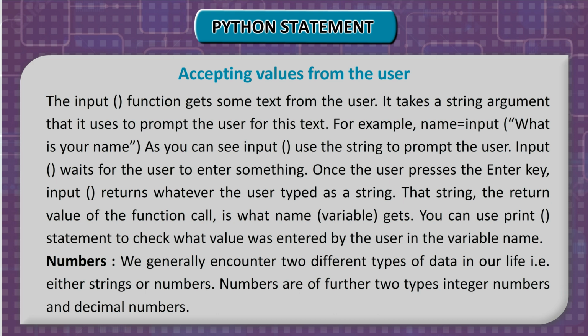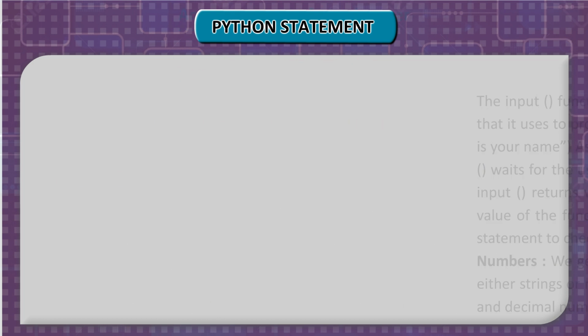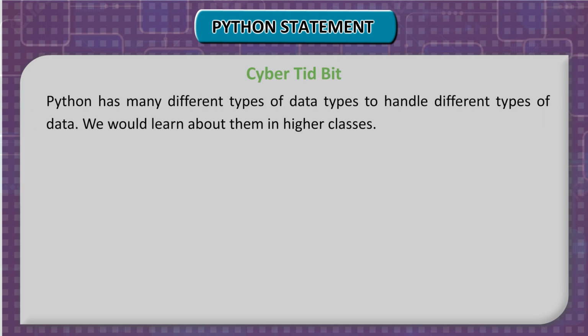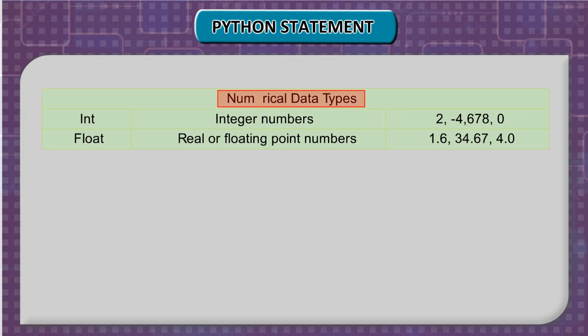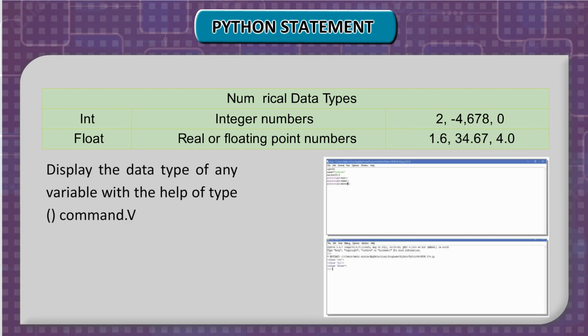Numbers are of two further types: integer numbers and decimal numbers. Python has many different data types to handle different types of data. We would learn about them in higher classes. Numerical data types: int and float. Integer numbers, for example 2, 4, 678, 0. Real or floating point numbers, for example 1.6, 34.67, 4.0. Display the data type of any variable with the help of the type command.